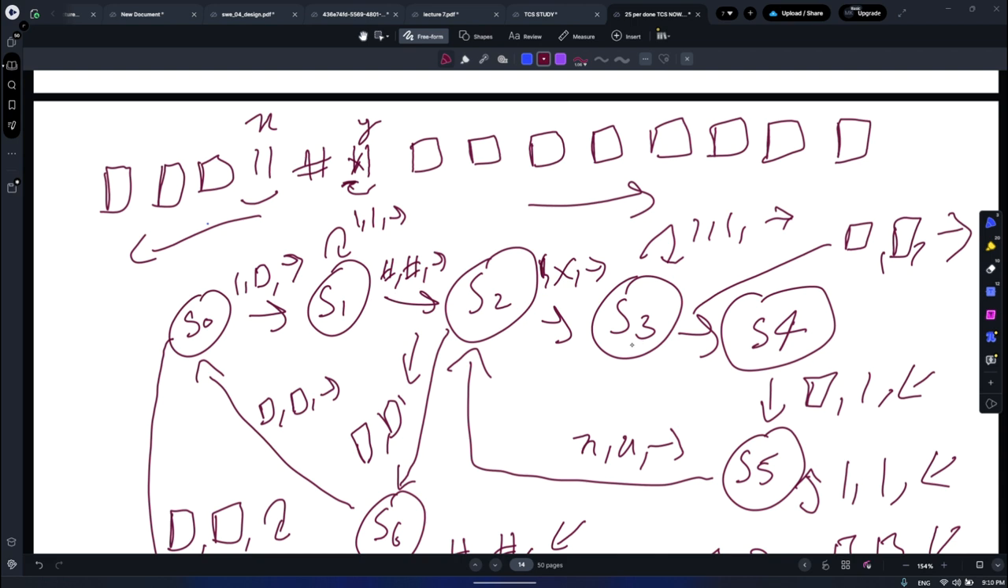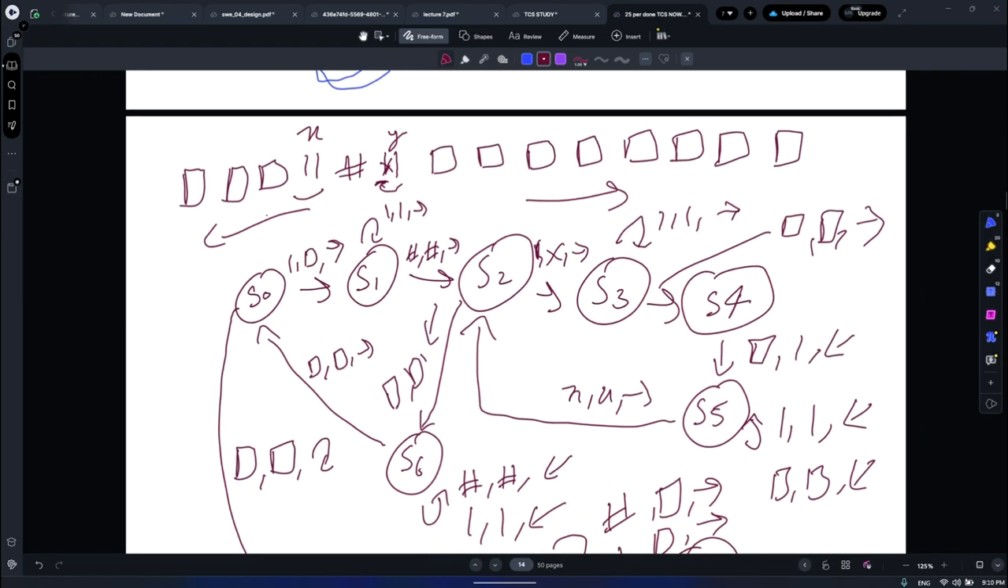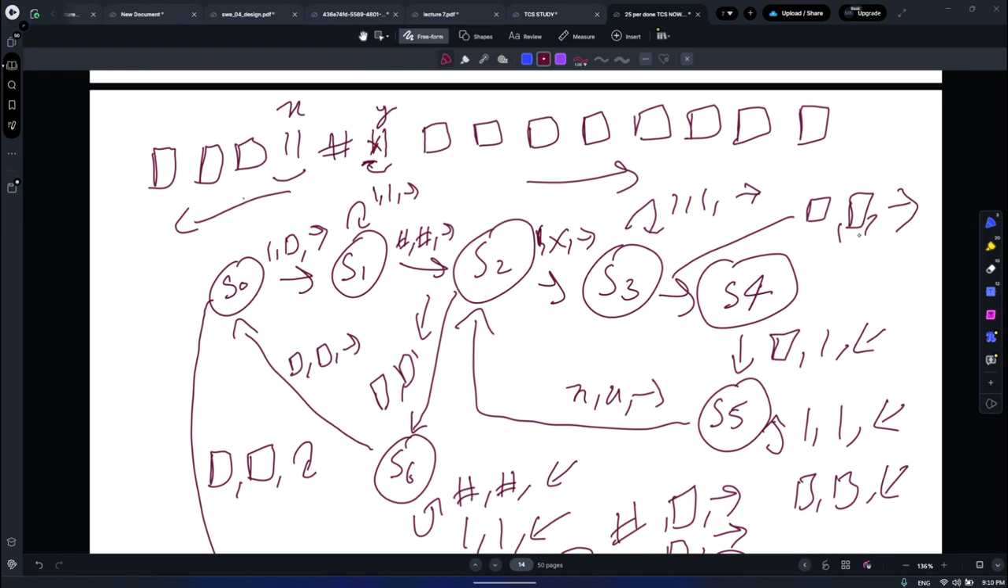And once that happens, it goes to S3 after doing an X. It stays there. No matter how many ones we have, it just keeps going right. And the moment we have a blank symbol, it goes right. For example, this blank symbol, it keeps it blank. The first blank when you see, it goes right, meaning here on this position. And after being on this position, once you see that, it goes to S4.